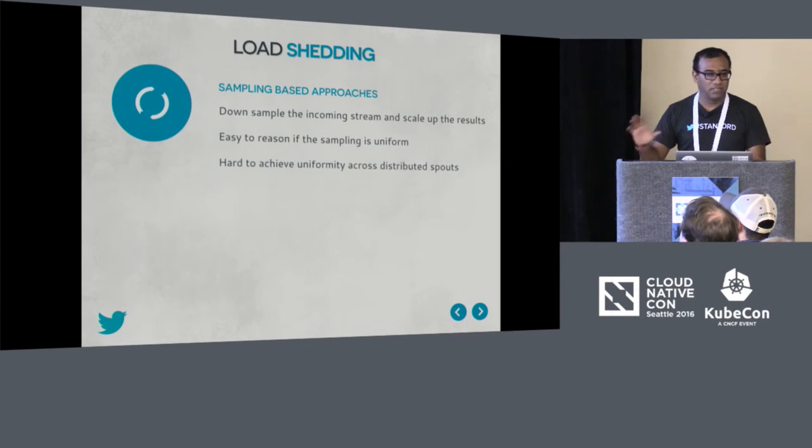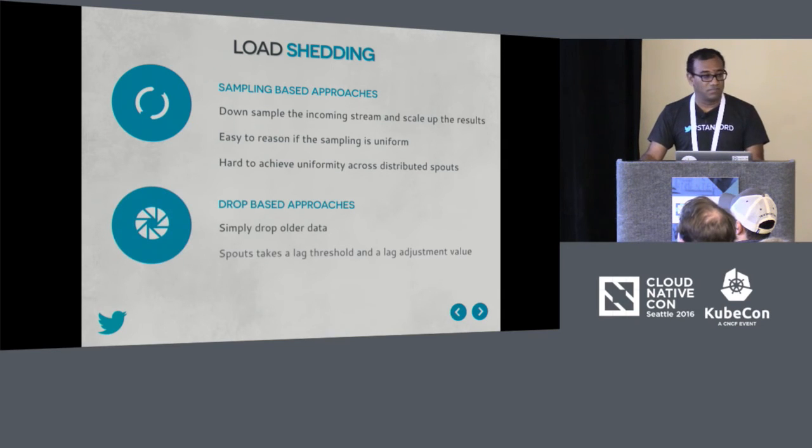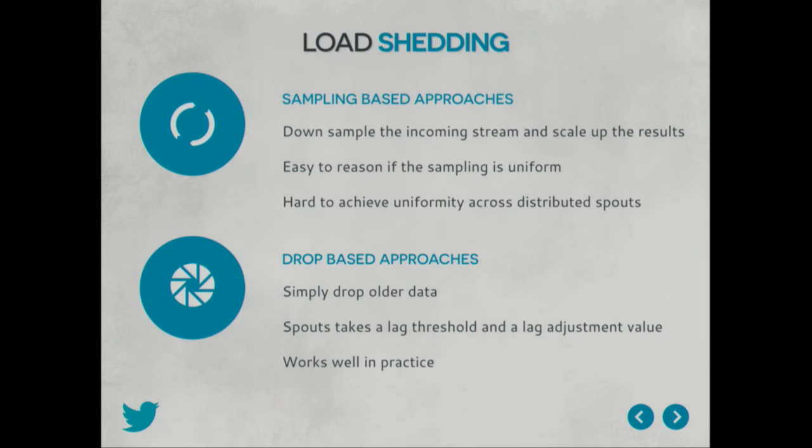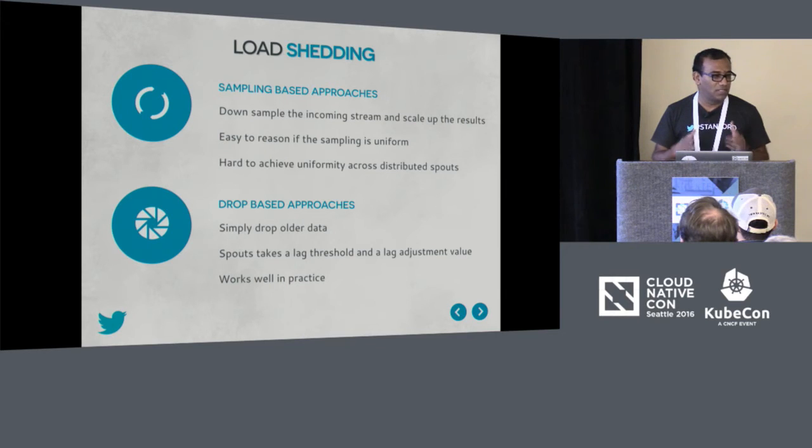Sampling-based approaches don't work very well, because it's very hard to reason about sampling across uniformly distributed spouts where everybody is reading at different rates, and we cannot upsample the results. Upsampling might not work for something like median or mode either. So we simply went with drop-based approaches: simply drop the older data. The spout takes a lag threshold and a lag adjustment value, and this seems to work in practice, because in these cases people don't care about accuracy. Instead, they want to be on top of the real time, because they might be computing some trends.